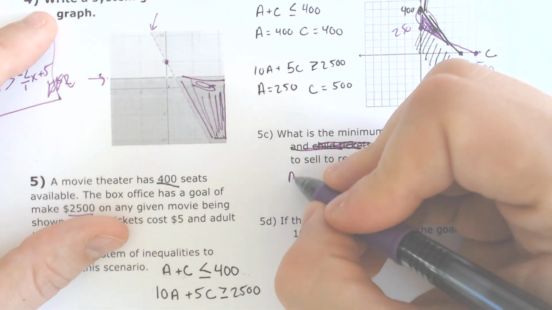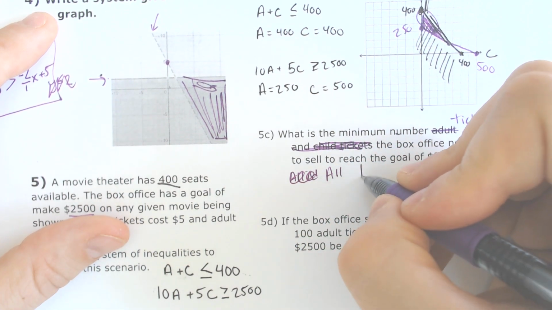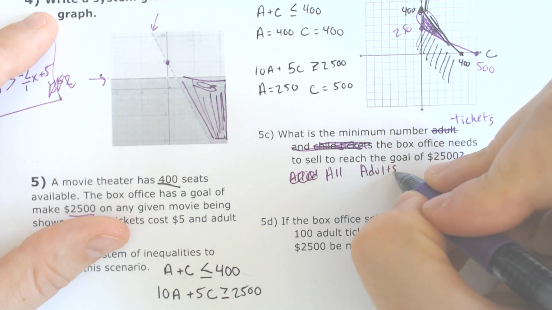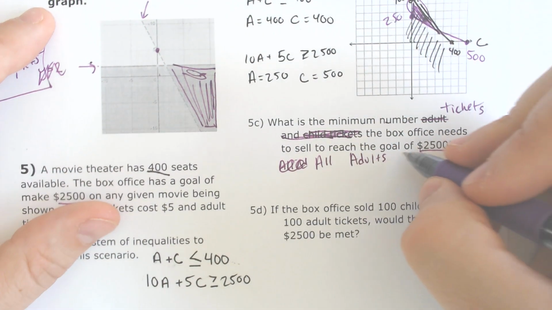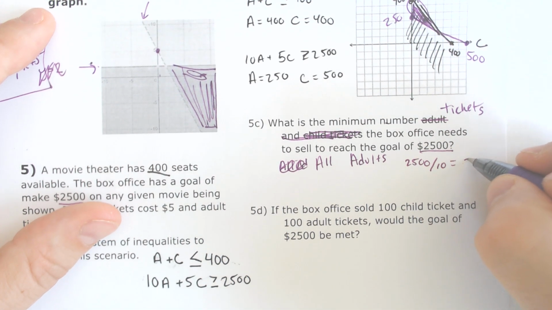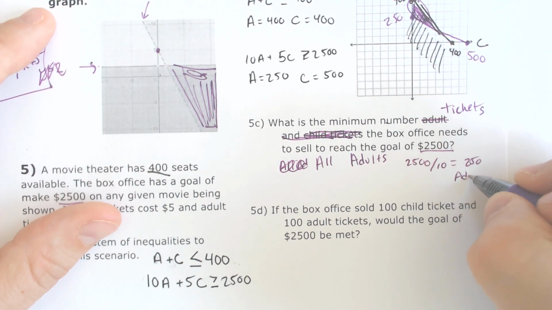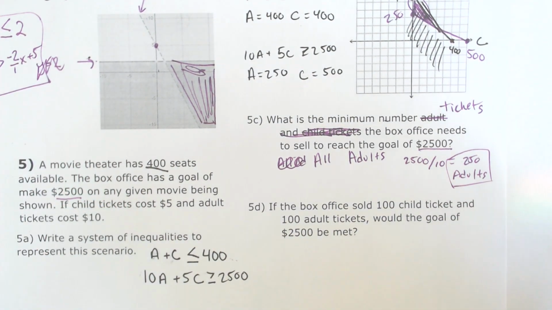So what if they sold all adults? How many adult tickets would they need to reach 2,500? Well, let's see. What's 2,500 divided by 10? That would be 250 adult tickets. So that would be the absolute minimum amount of tickets that they could sell to reach their goal of 2,500.